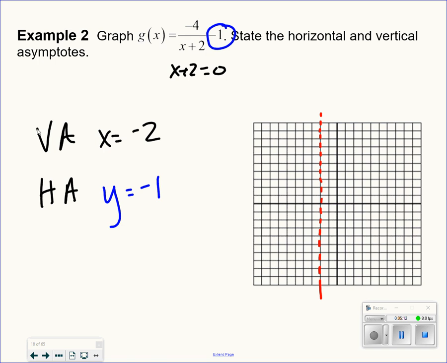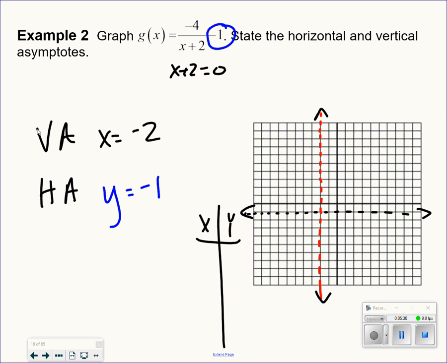So the horizontal asymptote is when y is equal to -1, so going across at -1. So there's my vertical and horizontal asymptote. Now, how do I decide how to graph this? I am not going to make you graph a bunch of points.